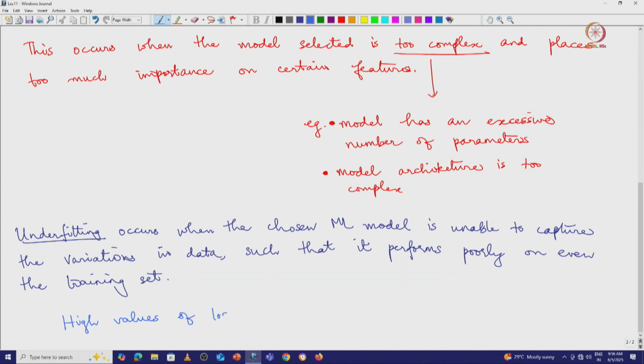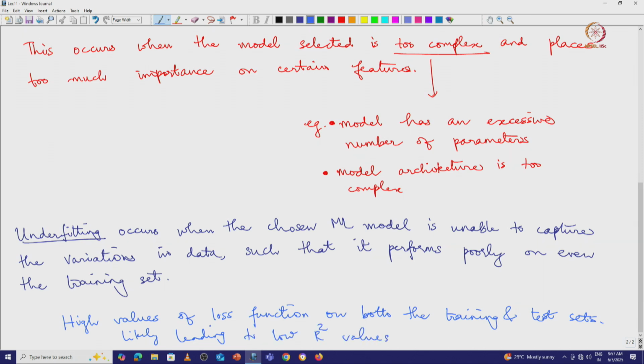of the loss function on both the training and test sets. Okay, and that means the R square value will likely be low, so likely leading to low R squared values. Okay. I hope this makes sense.